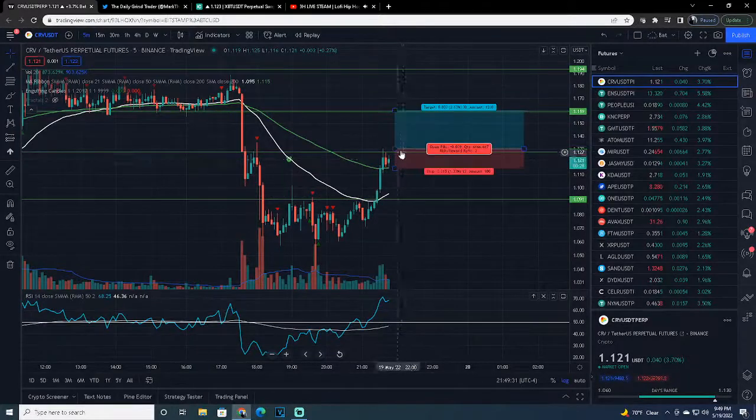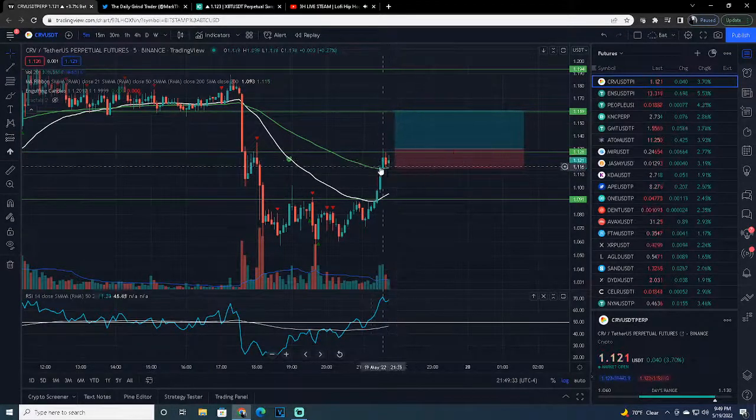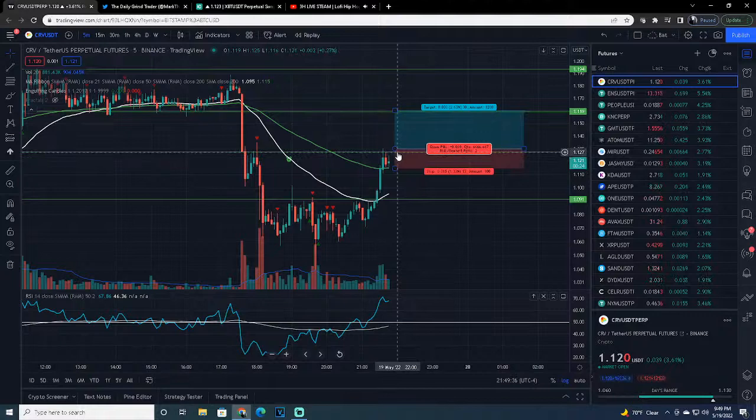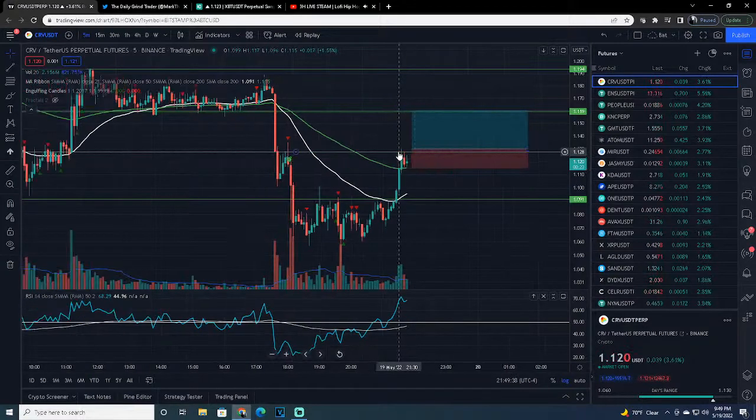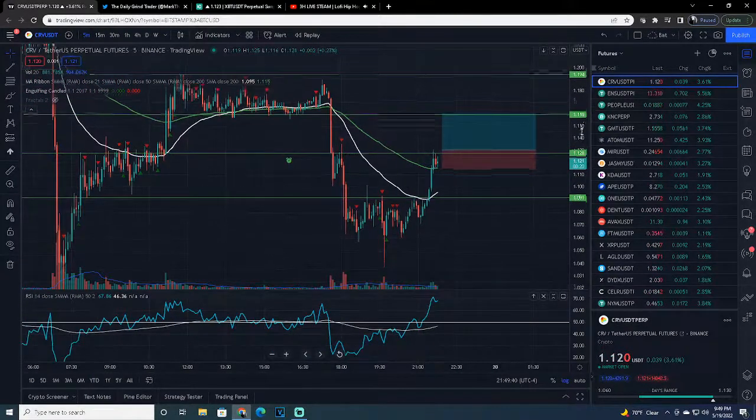Right now, I'm looking for CRV to break this level of resistance. If it's going to break out and hold it, it's looking like a good spot.